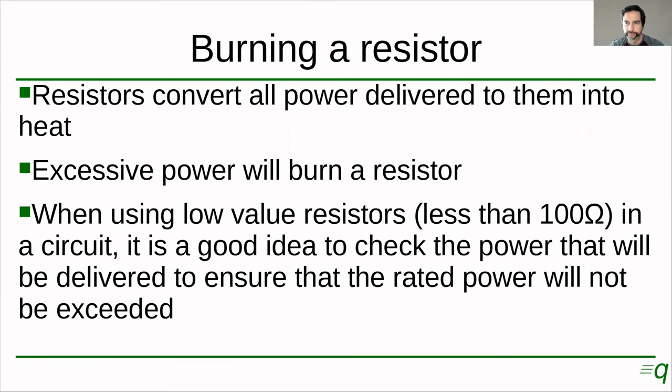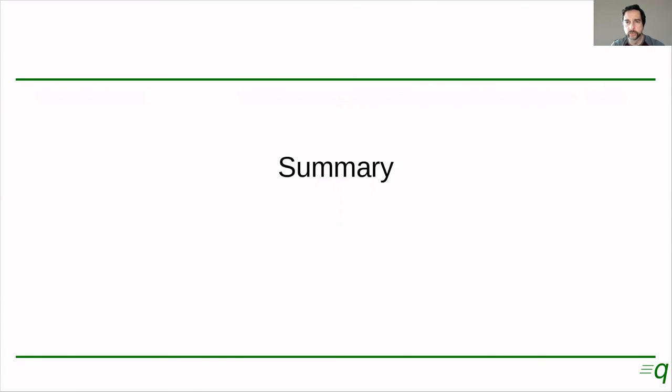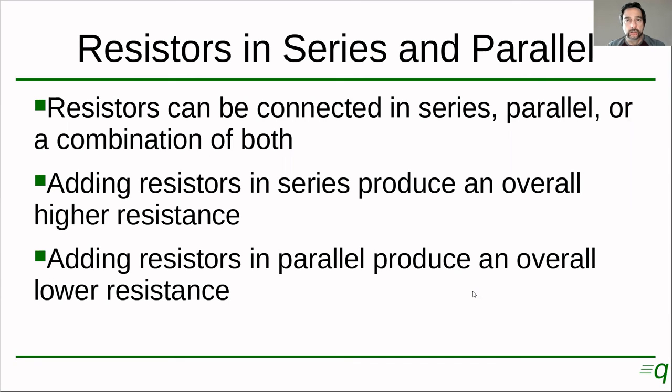All right. Let's do a quick review of what we saw today. Today, we studied resistors in series and parallel. We saw how resistors can be connected in series, parallel, or a combination of both. When you add resistors in series, you end up with an overall higher resistance, because you're adding up the values of the resistors. When you add resistors in parallel, you end up with an overall lower resistance because you are providing more paths for the current to flow. So the current flows easier. That means lower resistance.